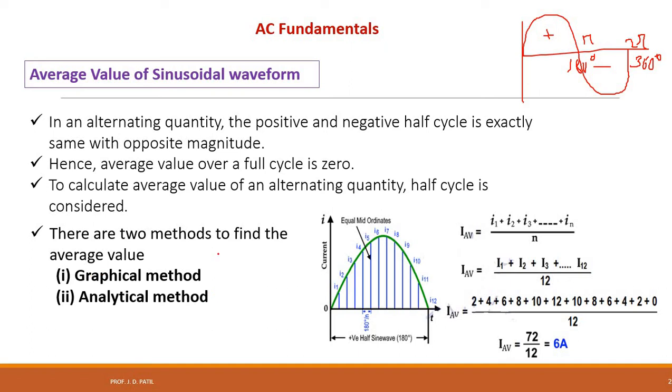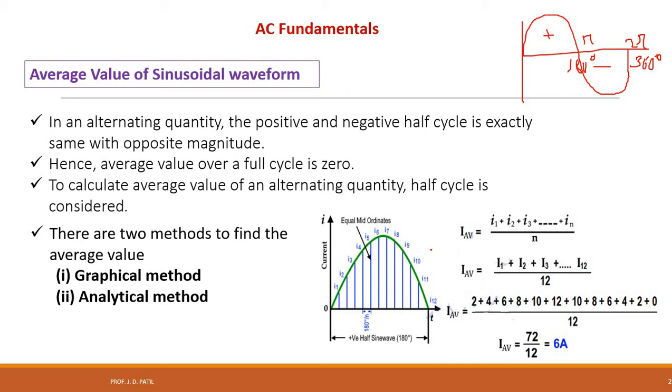We can find the average value by the graphical method and the analytical method. Graphical method means we have to consider this one. These are the number of time instances at which the value of this waveform keeps increasing. This is I1, I2, I3, I4, I5, I6. These are the current values at different time instances.